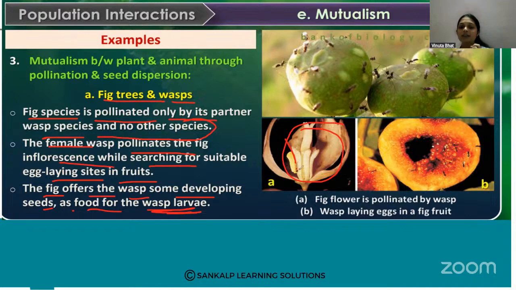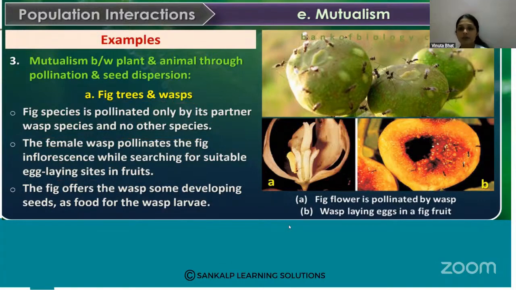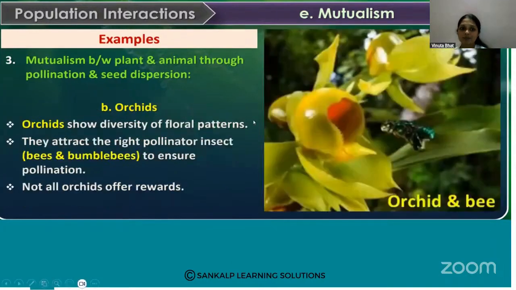So while searching, the flower is pollinated, and so the pollination takes place by the wasp. And how does the wasp get benefits from the fig fruits? It lays the egg inside the fig, and the developing seeds, the fig offers the wasp some developing seeds as food for the wasp larvae. So like this, the mutual relationship is present between these two plants.